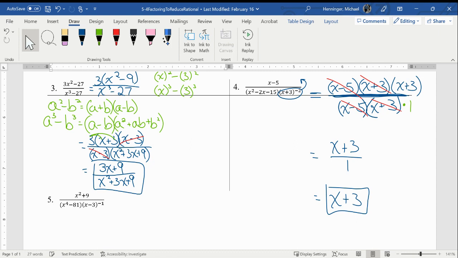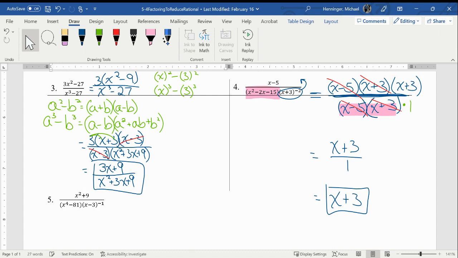Yeah. So like, how do you get the x minus 5 on the bottom? Okay, so here's what we're doing. We're factoring every expression. So we had this x squared minus 2x minus 15. We rewrote it as x minus 5 times x plus 3.